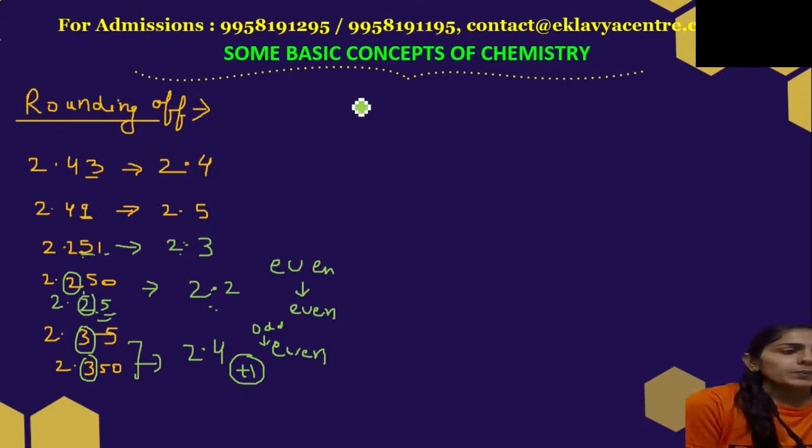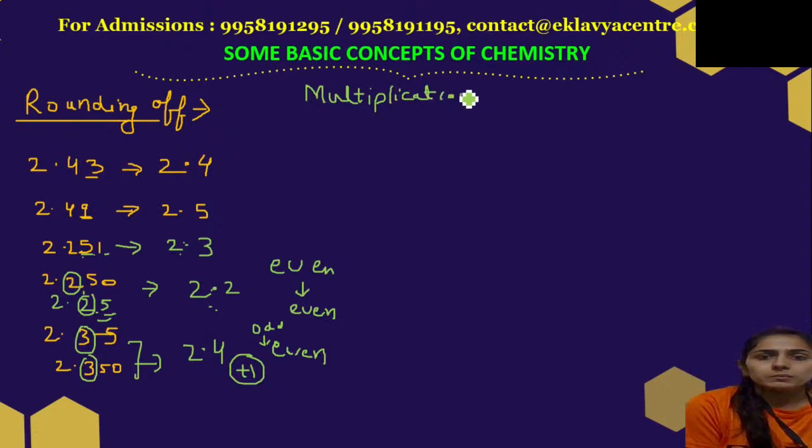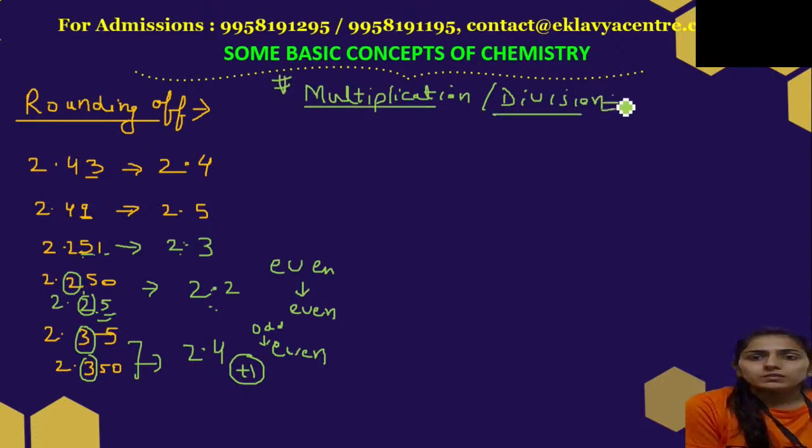Now I will also tell you how to find out significant figures in case of multiplication, division, and in case of addition, subtraction. Firstly, we'll discuss the case of multiplication or division. Then we will discuss the case of addition and subtraction. The rules are different in both cases: the rules are the same for multiplication and division, and the rules are the same for addition and subtraction.